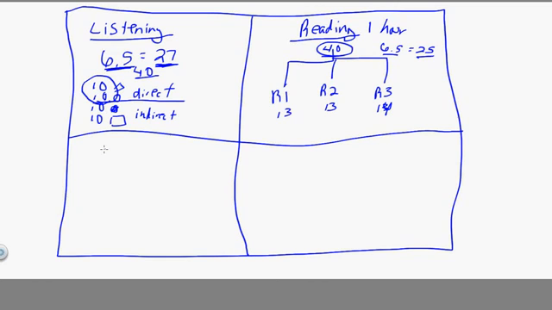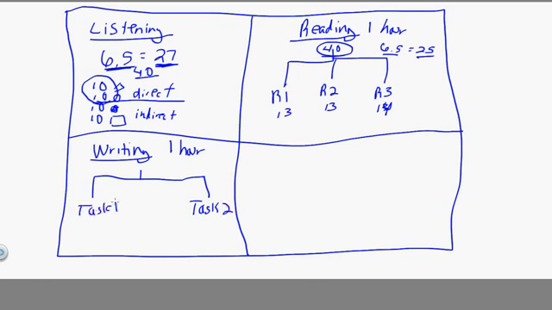Now, next is the writing. For the writing, you have 1 hour, and there are 2 parts to the writing. You have task 1 and task 2. In task 1, you have to write based on a graph. You have to summarize a graph. It could be a pie chart, bar chart, table, a variety of things. And the requirement here is 150 words.